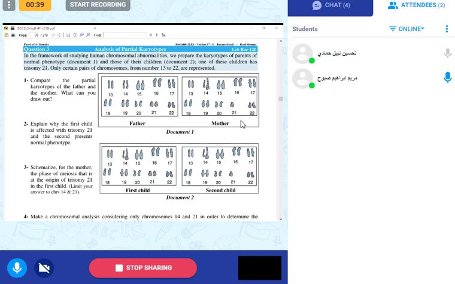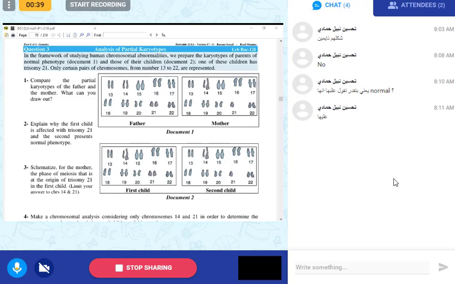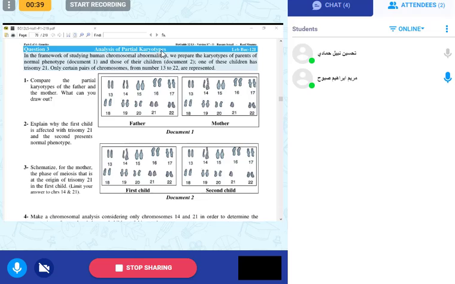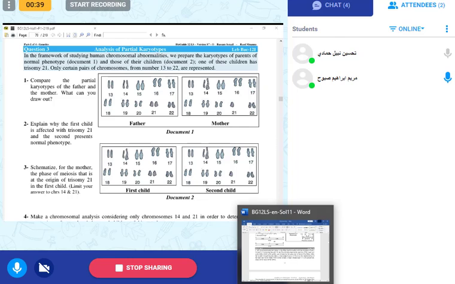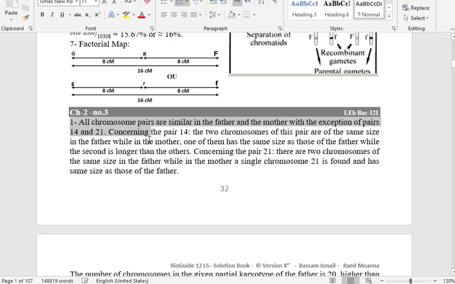Okay, now let's write the compare. Let's write normal. We can say yes, for sure. For sure, Tahseen, she's normal. They said in the beginning the mother has a normal phenotype. The mother has a normal phenotype. Okay.